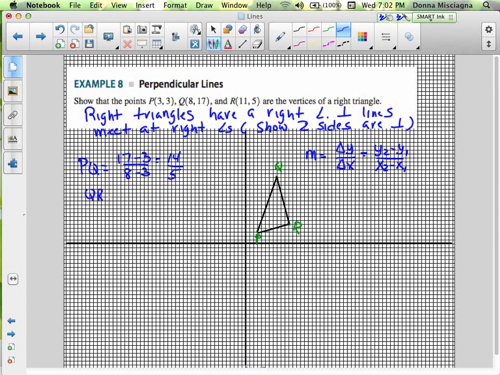QR, again I'll start with Q, 17 minus 5 over 8 minus 11, so that's going to be positive 12 over negative 3. So that's a negative 4. And then RP, and I'll start with R. That would be 5 minus 3 over 11 minus 3. So 5 minus 3, that's going to be 2 over 8, or 1/4. So notice negative 4 and 1/4 are negative reciprocals of one another.